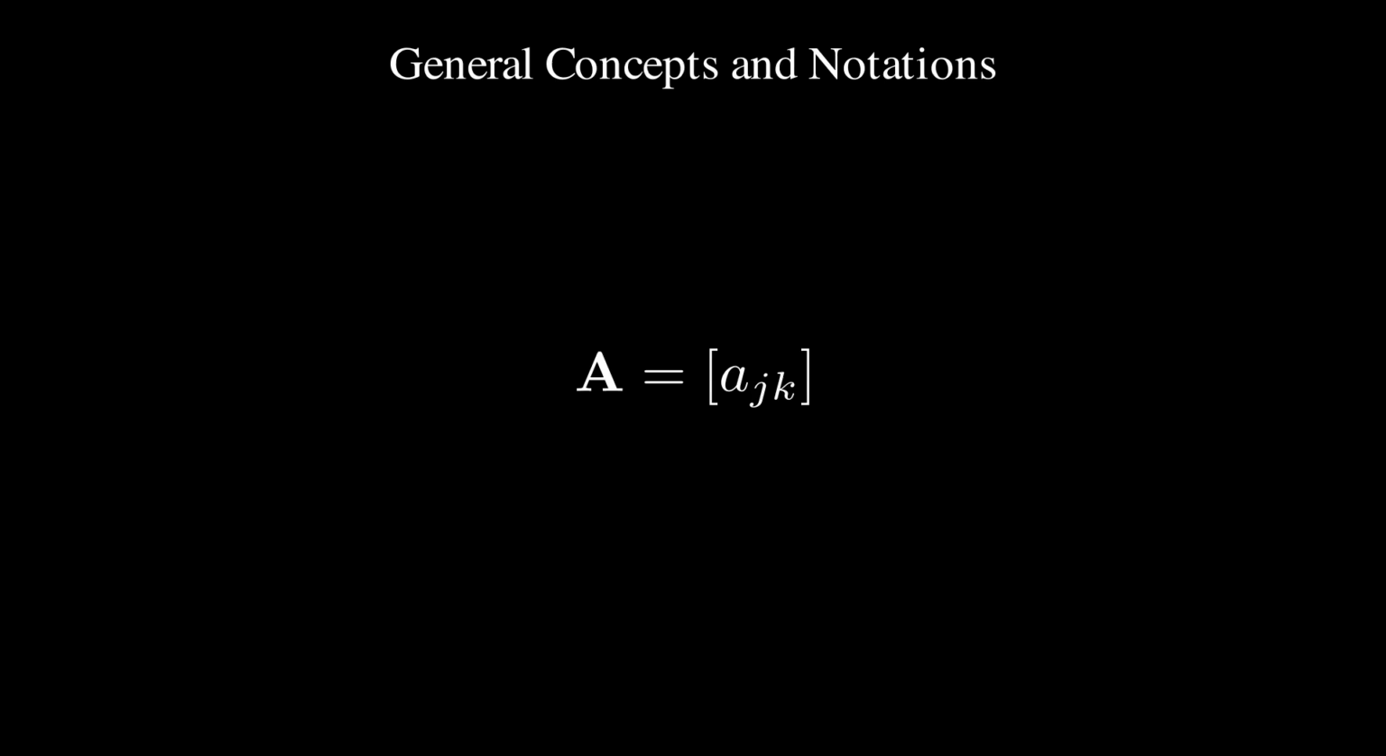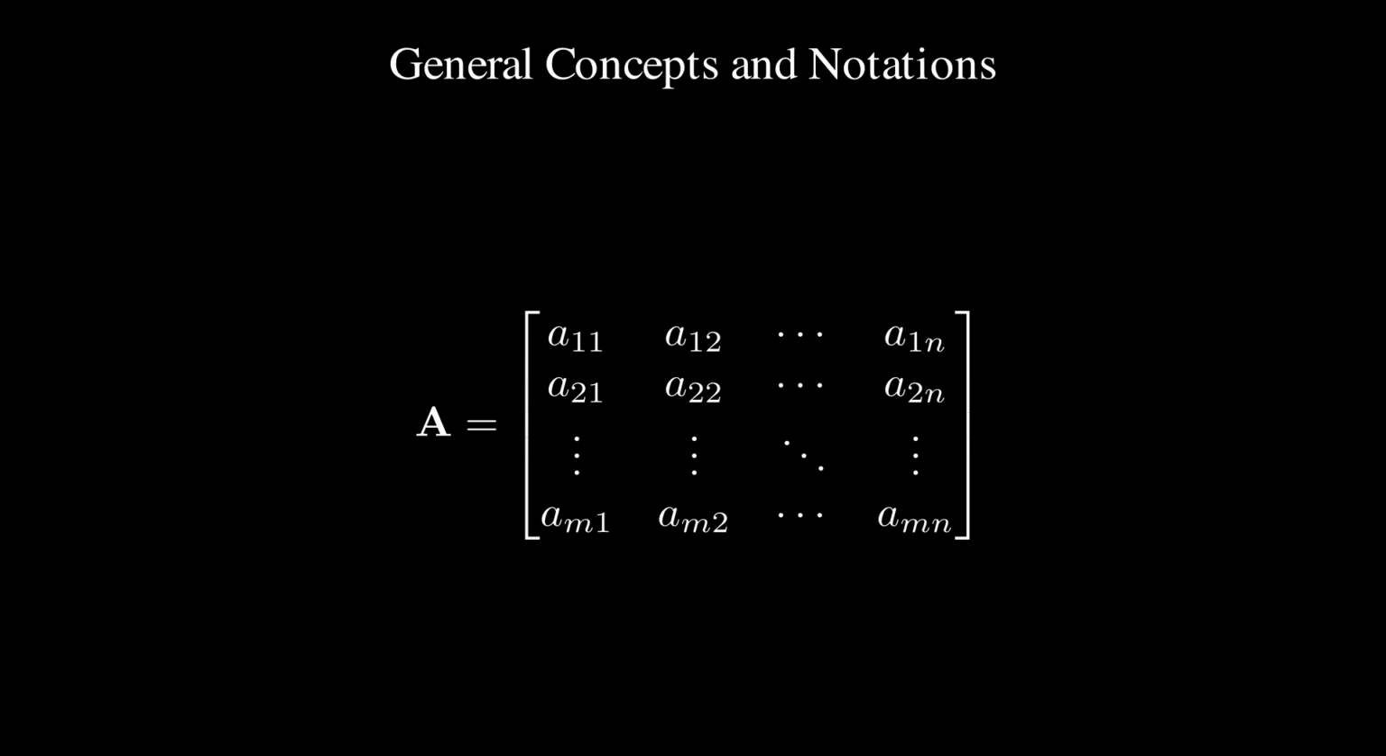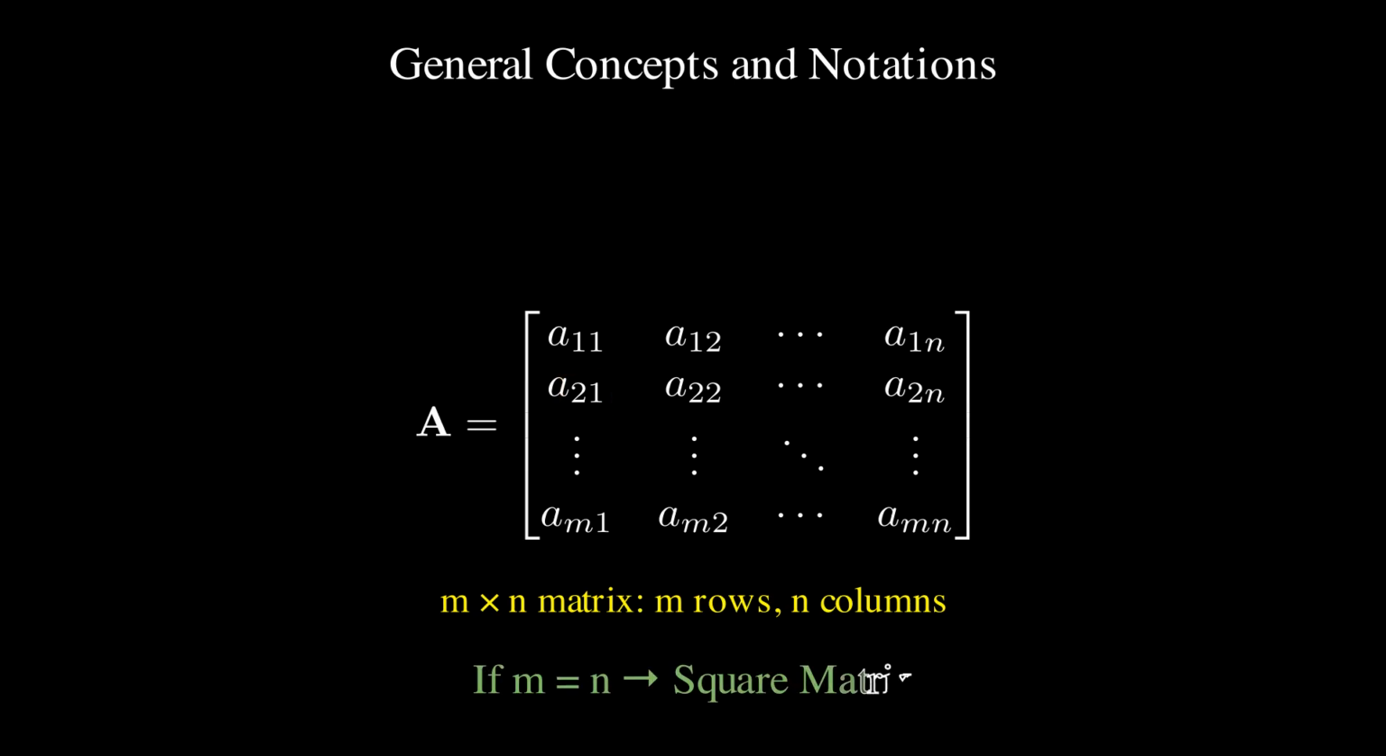Let us formalize what we just discussed about matrices. We denote them using capital bold letters like A, B, or C. An M by N matrix means M rows and N columns. Rows always come first. Each element has 2 subscripts. For example, a 2-1 means row 2, column 1. If the number of rows and columns are equal, we call it a square matrix.